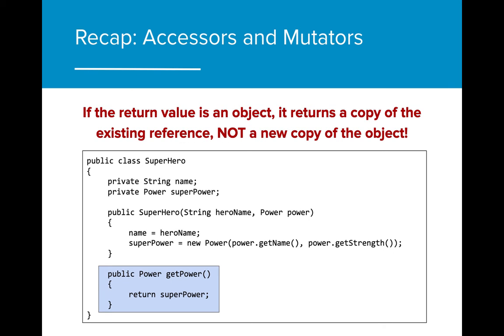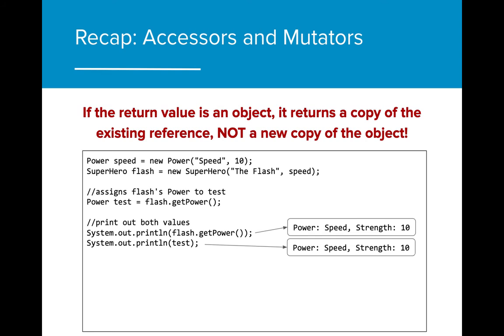Let's return to our superhero class and add an accessor method, getPower, so that the user can get the power of an individual superhero. Because power is an object, the return type in this method must be a power object, and the item being returned is a power object as well. If we create a new superhero, Flash, with the power speed, we can now assign the power using the getPower method. In this case, we will assign flash.getPower to the variable test. When we print the value of flash.getPower and test, the values should be the same, as the object data was just assigned to test from flash.getPower.